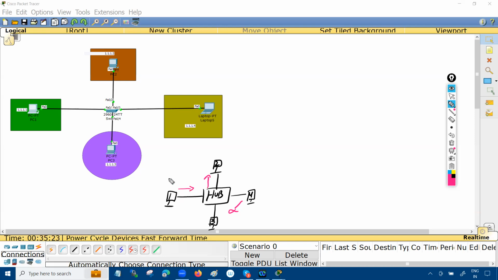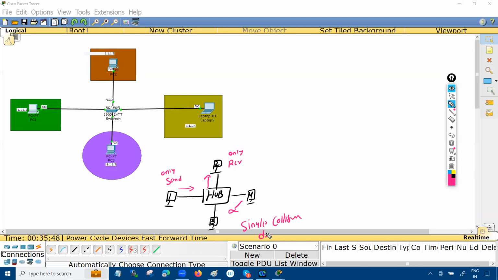PC1 can send it and PC2 can receive it. That's how the operation will work. PC2 can only receive it. It means that if somehow PC4 is trying to send data to PC1, it's not going to be possible. A collision will occur. Single collision domain.